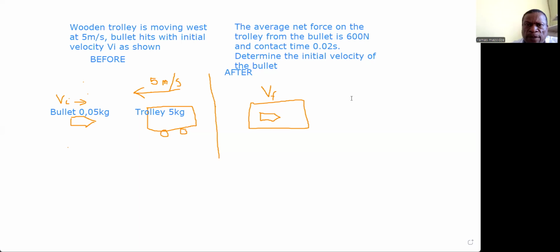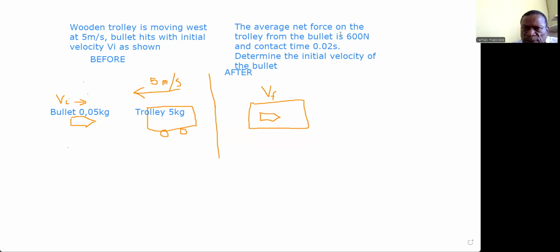Hi, good day. I want to try and do this very quickly without going into details. We have a wooden trolley here. It's moving at 5 meters per second to the left, and then a bullet is fired here. You see the speed of the bullet is VI. Then after collision, they move off together, right? With a velocity VF. We don't know VI, we don't know VF.